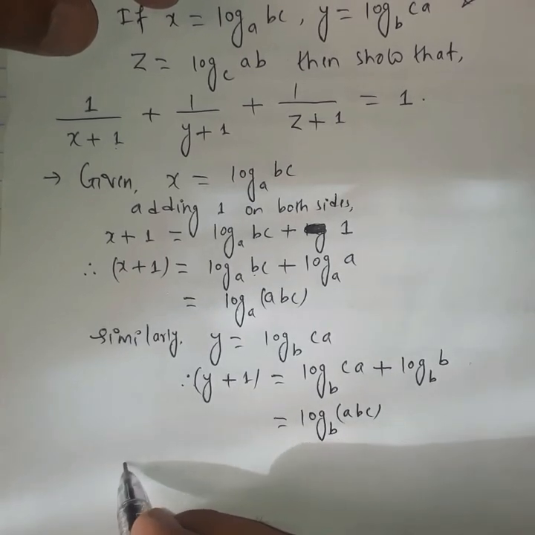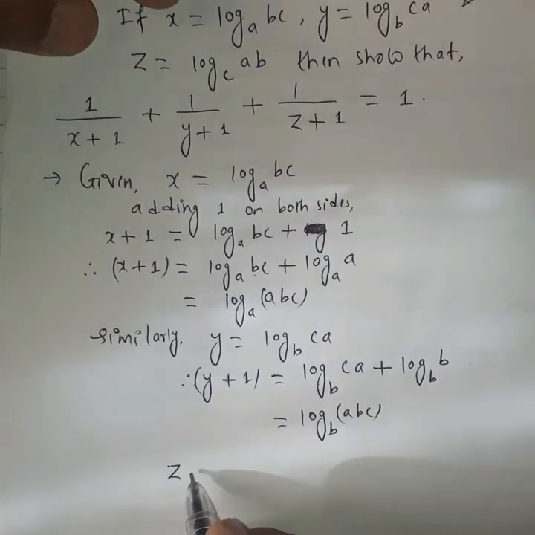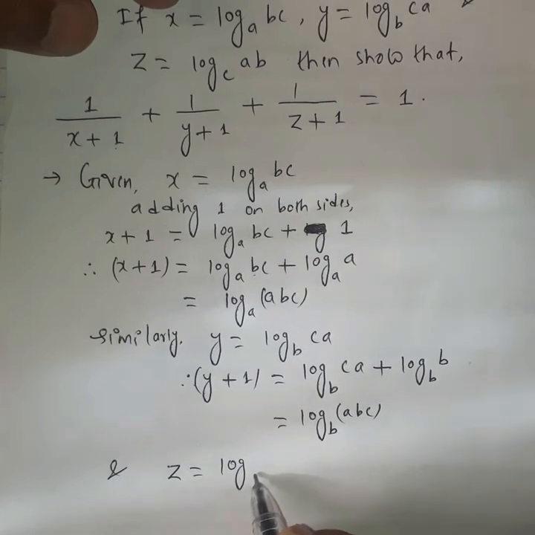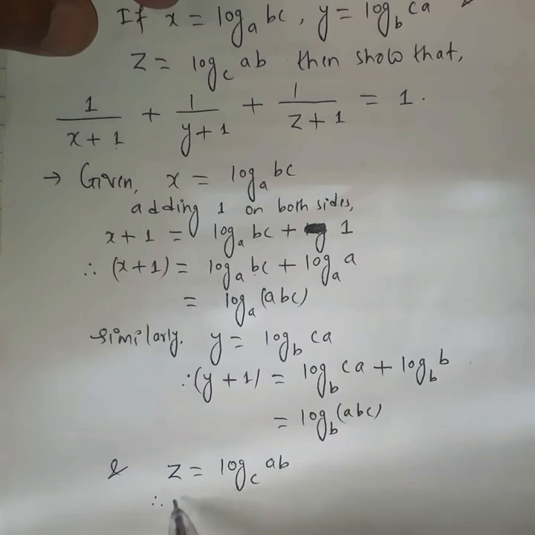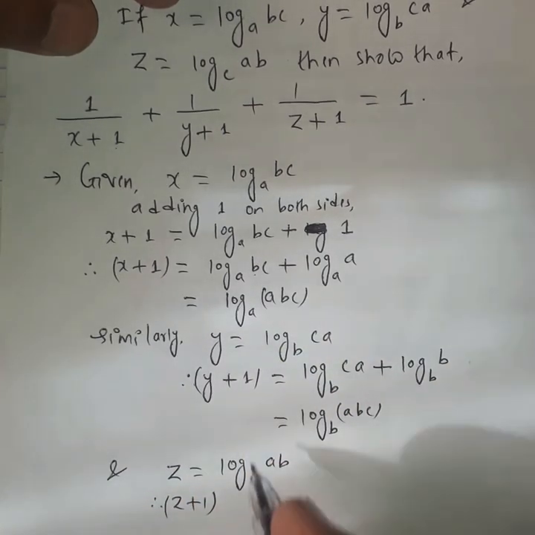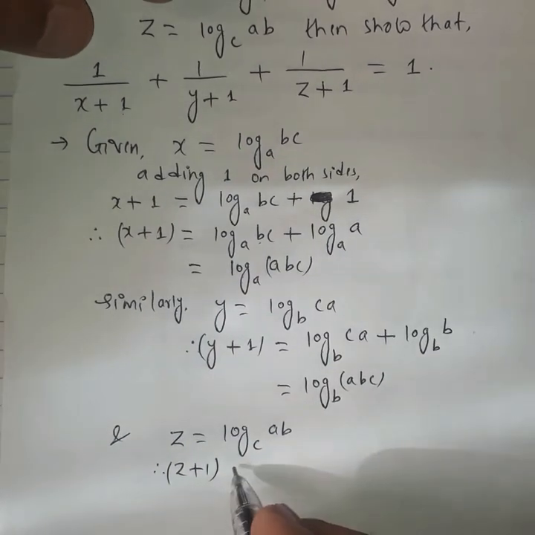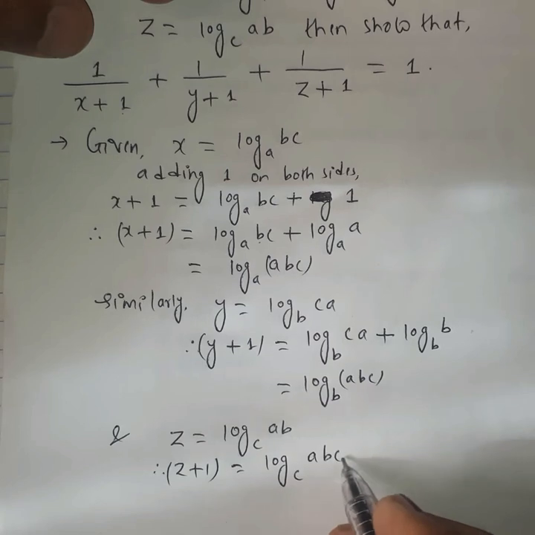And similarly, z is given here as log with base c of the number AB, and the result of z plus 1 you can get by the same method. z plus 1 will be log with base c of the number ABC.